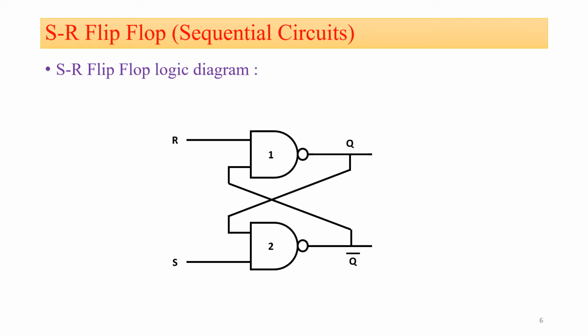That's why this structure is also called a cross coupled NAND gate. Now why cross coupled? Because the output of the first NAND gate is connected with the input of the second NAND gate. Similarly, the output of the second NAND gate is connected with one input to the first NAND gate.